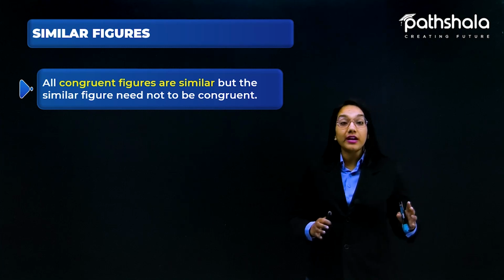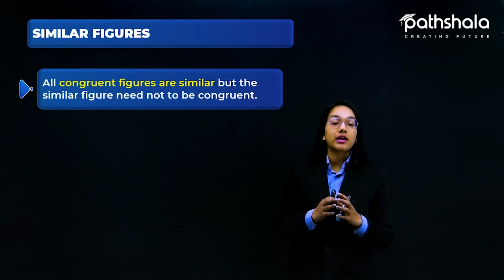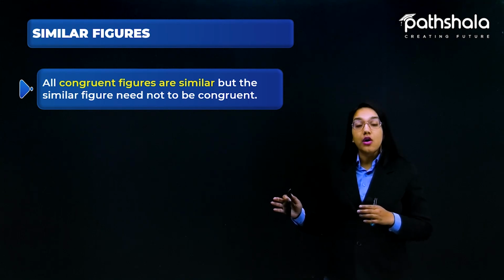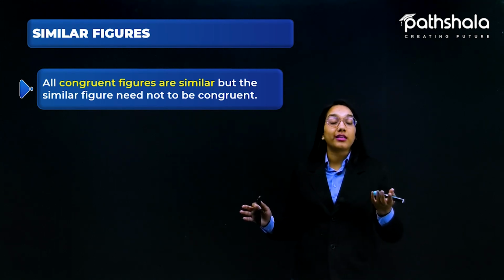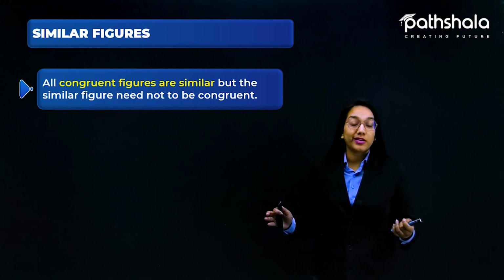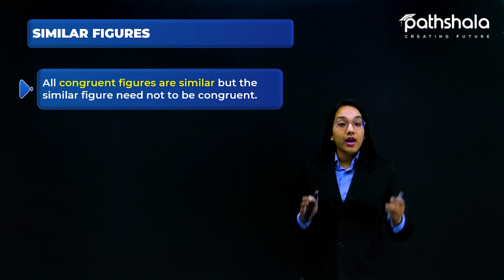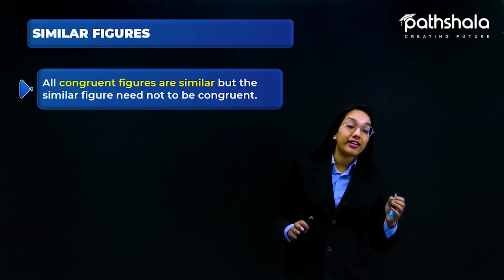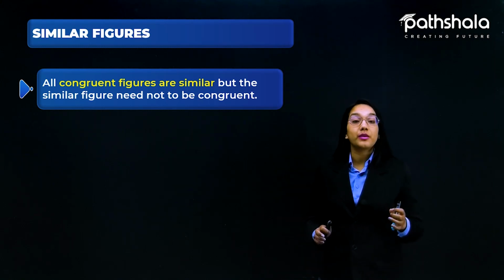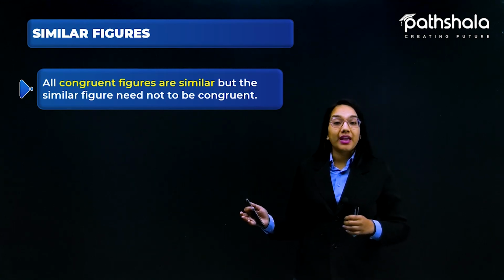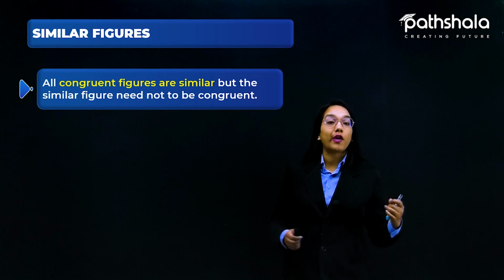But if we talk about similar figures, as in example number 1 with the circles, or example number 2 with the equilateral triangles, I can definitely say they are similar to each other, but they are not congruent because of the different side lengths or different radii.